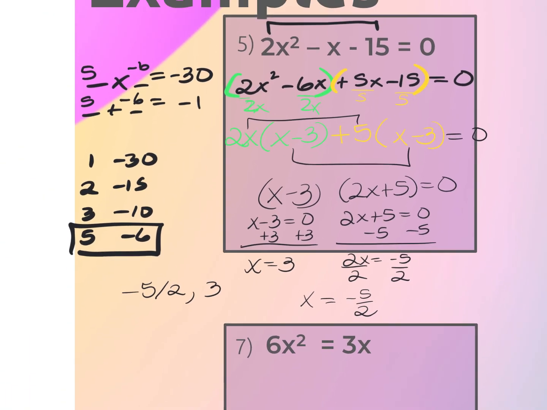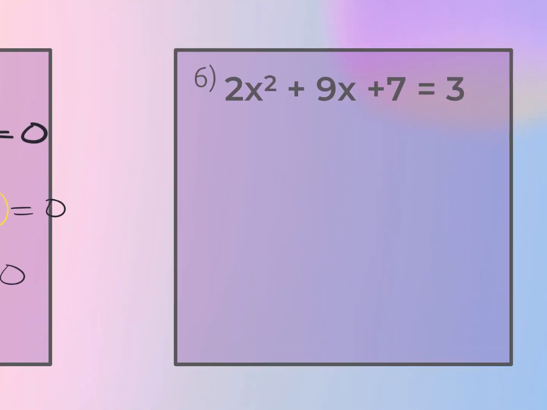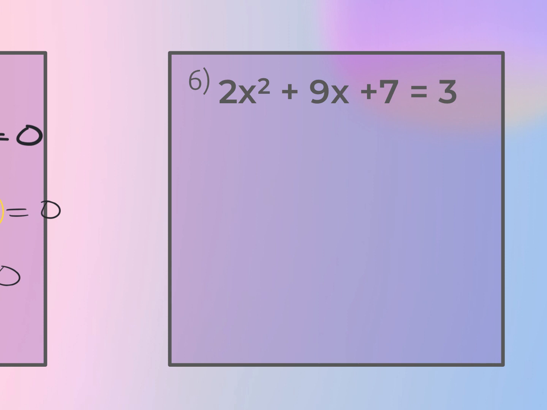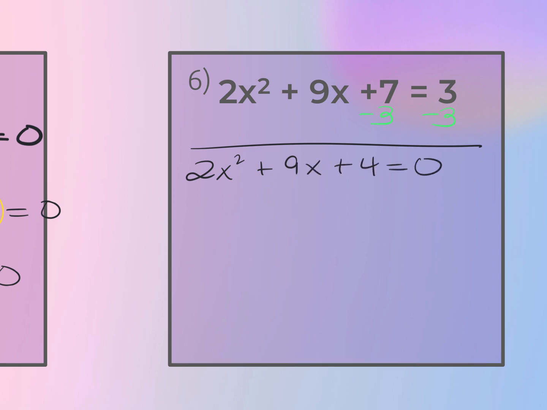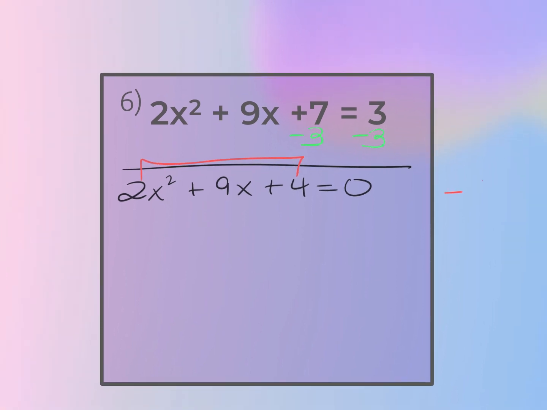All right, remember, this one was already set equal to 0, but when I look at number 6, it is not set equal to 0, so I need to subtract 3 from both sides first. So then now my equation is 2x squared plus 9x plus 4 equals 0. I'm going to factor by grouping. There's no GCF here, so I'm just going to multiply the beginning and the end. So this is going to give me two numbers that'll multiply to give me an 8, but who will add to give me a 9.